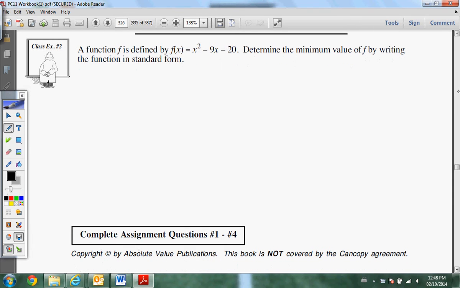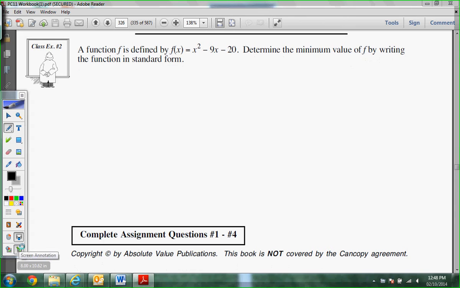All right, so let's go to number 2. Function f is defined as x squared minus 9x minus 20. Determine the minimum value of f by writing the function in standard form. So what's the minimum? Let's go back. This is combining the last 3 sections. We know the minimum is what value? It's the value of the vertex, great.